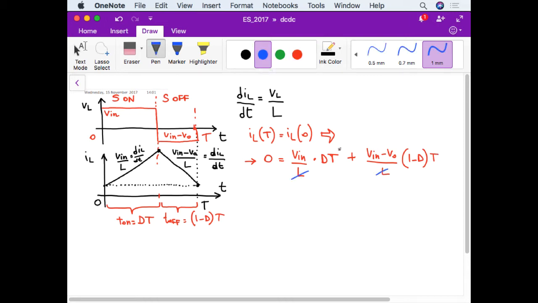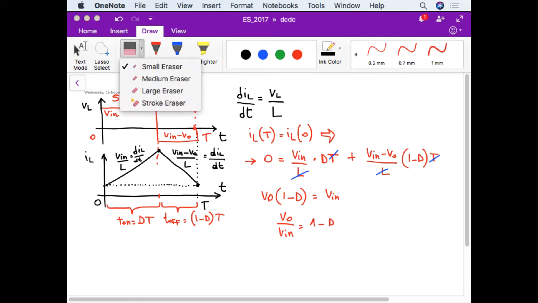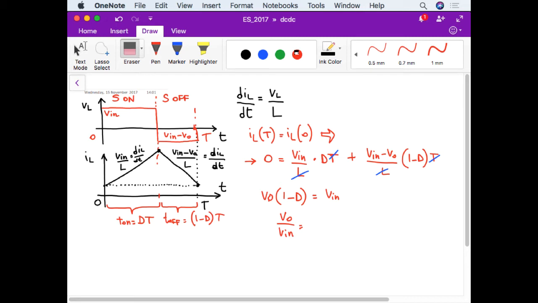And that's pretty easy. We can simplify everything, and of course we can put VO on this side. Here we have VO times 1 minus D is equal to V in, and that's it, because we have V in times D plus V in times 1 minus D. So we are left only with V in. And so we get VO over V in is equal to 1 over 1 minus D.